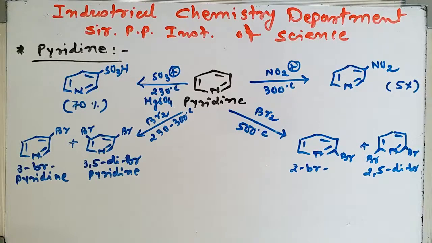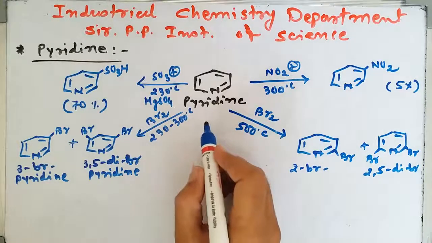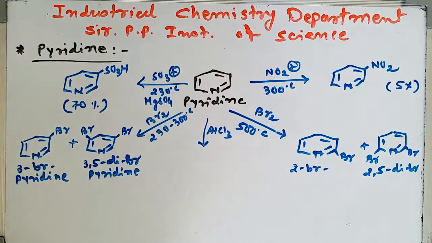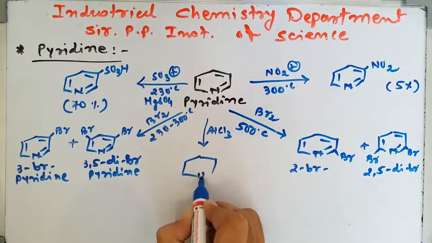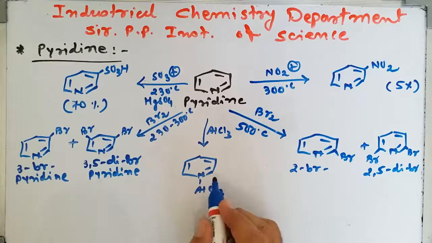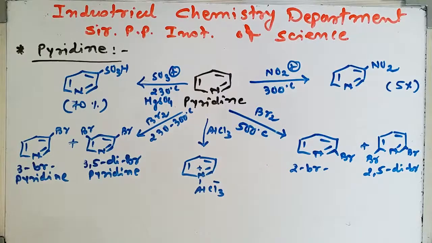Sometimes aluminium chloride and other Lewis acid catalysts coordinate with the lone pair of electrons of nitrogen. That is why Friedel-Crafts reaction, alkylation or acylation, fails with pyridine. As an example, pyridine is treated with AlCl3, aluminium trichloride. So it fails. The position entered is at 2 or 5.